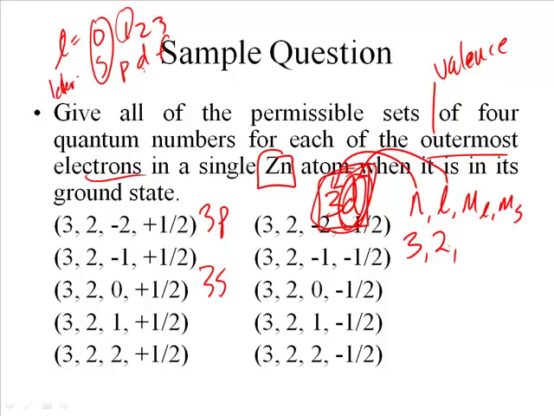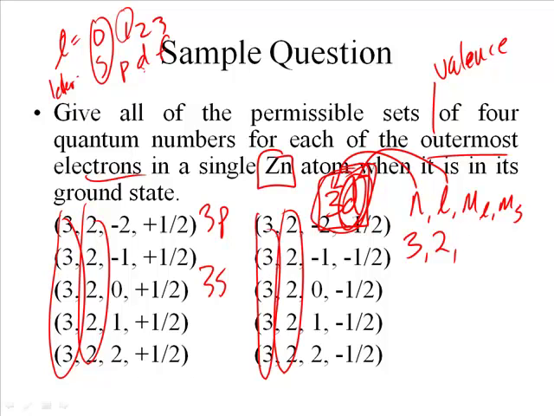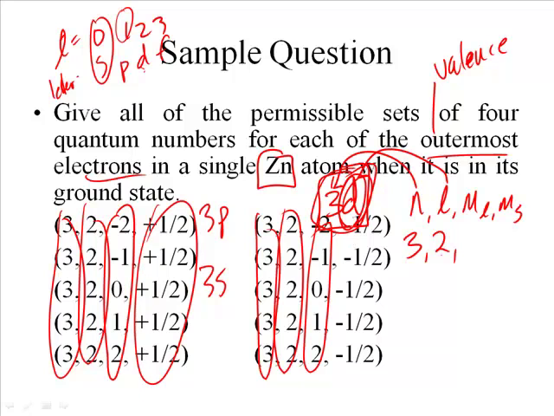Okay, and then m sub L, so all of them, notice that all of them have 3 and all of them have 2. 3, 2. M sub L, however, has all of the numbers from positive L to negative L. So it's every number from positive L to negative L. And we do that twice because half of the electrons spin positively, half of the electrons spin negatively.